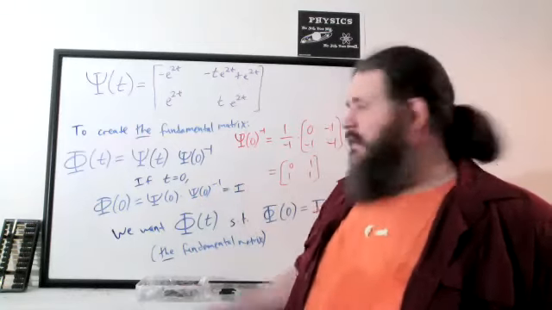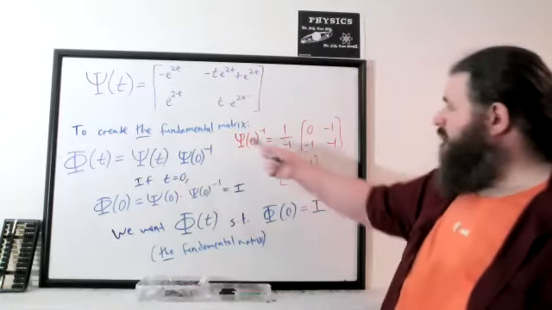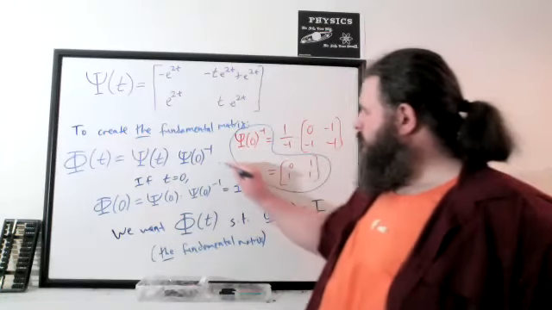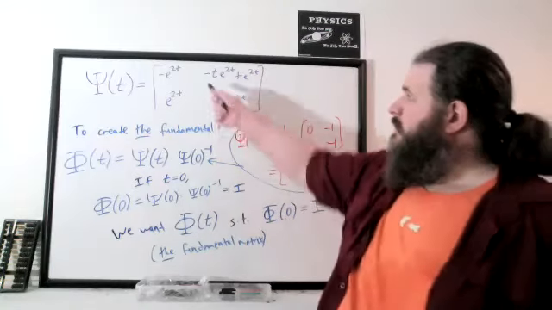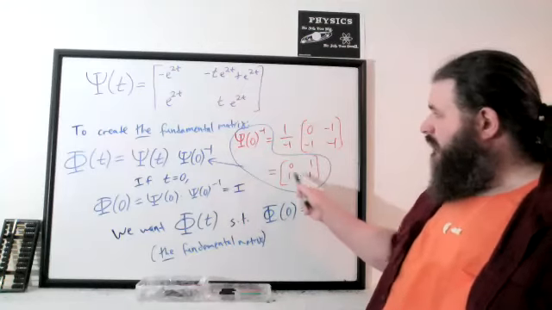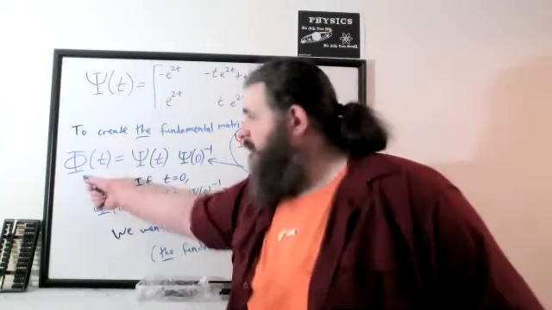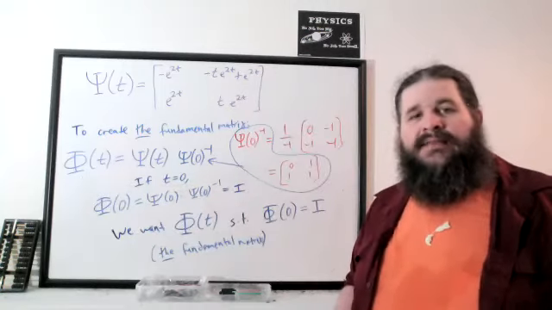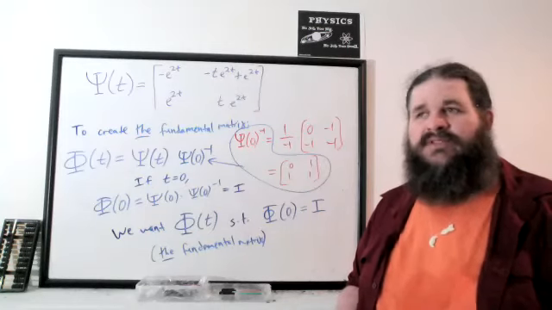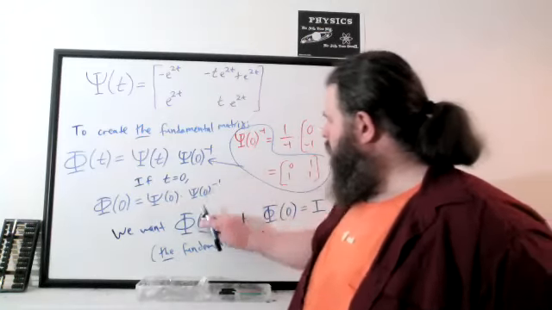So that's what we're going to do. We're going to take psi of t, the matrix function we've already found, and multiply by the constant psi of 0 inverse. So multiply this matrix function, including t as a variable, times this constant matrix psi of 0 inverse. The result will be a new matrix function that we're going to call phi of t, the fundamental matrix. And that has the important property that when you plug in 0 for t, it becomes the identity matrix. So that is really the goal we're looking for here.